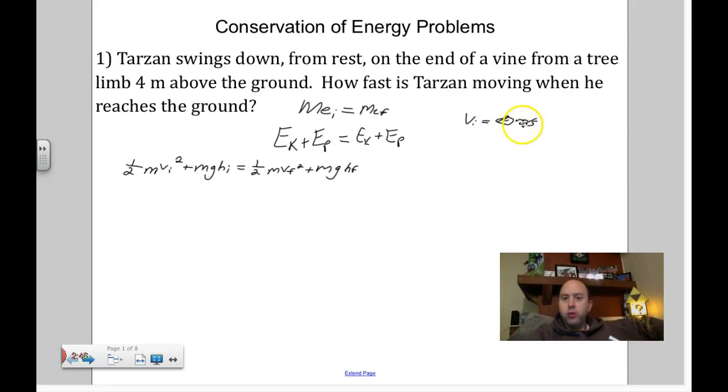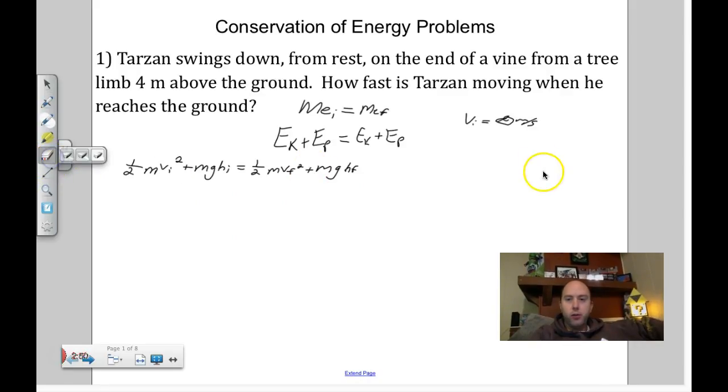Oh, never write units. I apologize, you're not supposed to have units for 0. Okay, we'll write that again. Your initial velocity is 0. Your initial height is 4 meters.